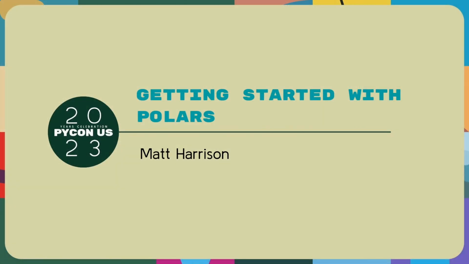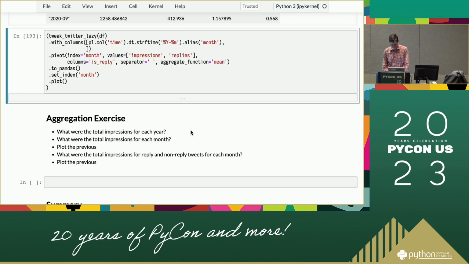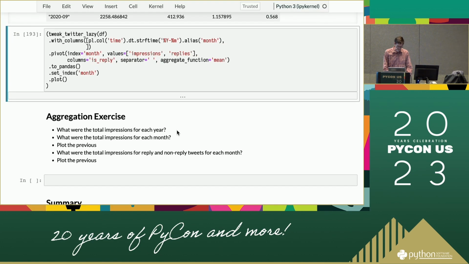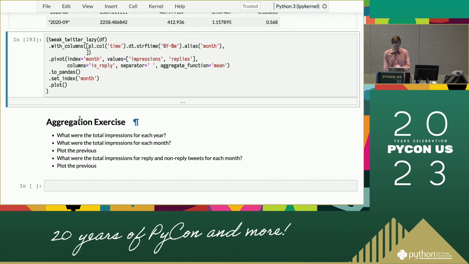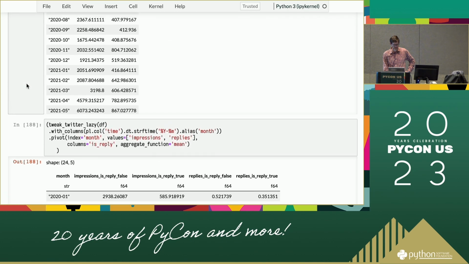Okay, I think we're going to look at the solutions here for this, as we're getting to the end of our time here. Okay. So first of all, what were the impressions for each year? We've got a couple options here. One is we can pull off that year column and that year value from the date and put that in there. The other is we can do a group by dynamic.